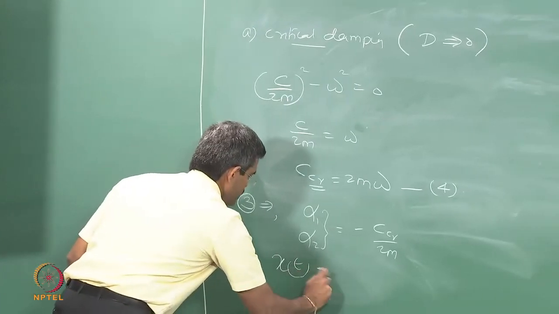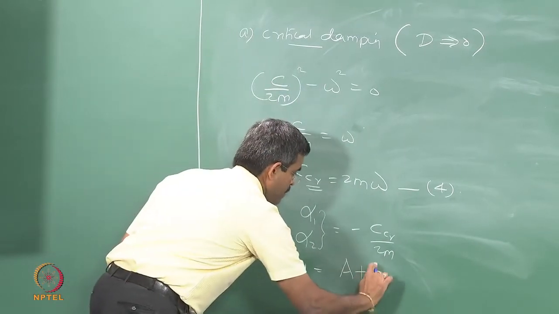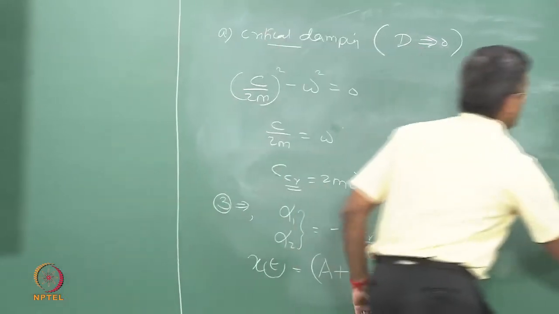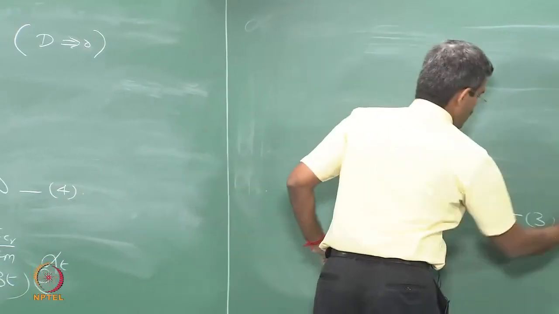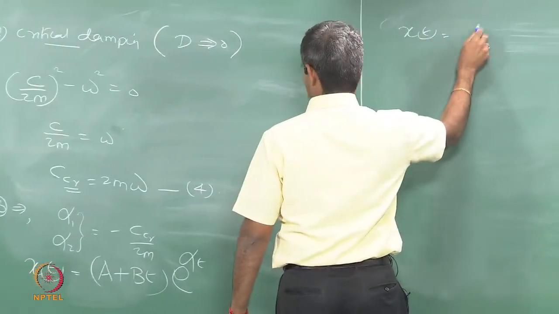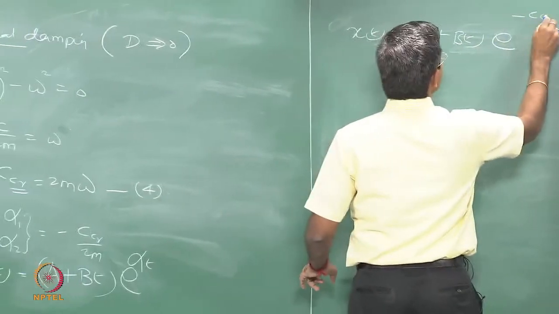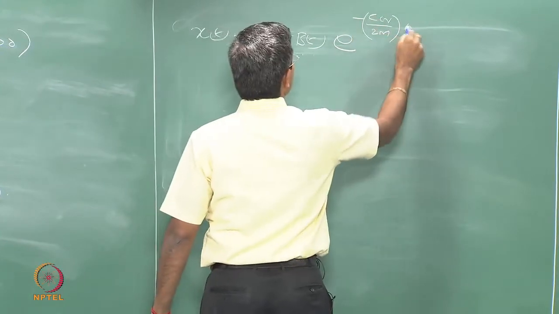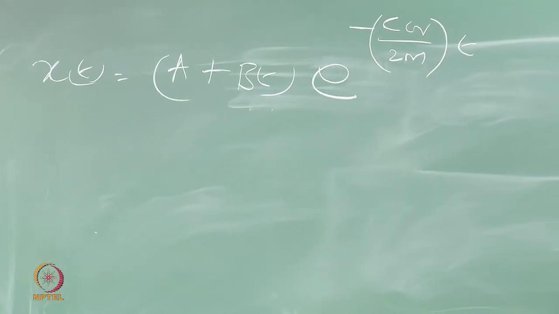Therefore, x of t for both the roots real and equal, we know it is (A + Bt) e to the power of alpha t, where A and B are the constants which can be evaluated depending upon the initial condition. So, x of t can be simply (A + Bt) e to the power of minus C_cr by 2m t, equation 5.